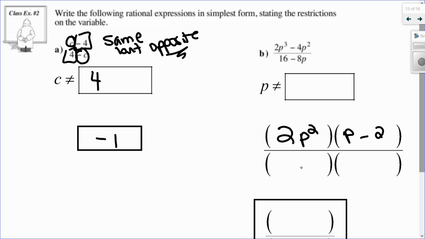In the denominator, 16 and 8 have a greatest common factor of 8. So 16 divided by 8 is 2. Take away. 8 divided by 8 is 1, and I'm left with the p.